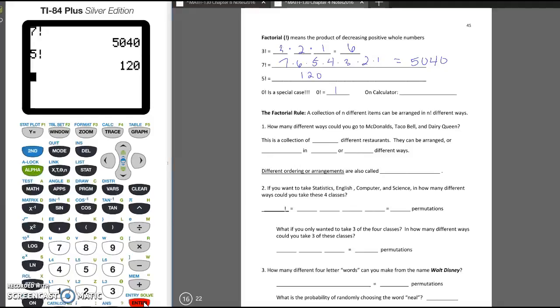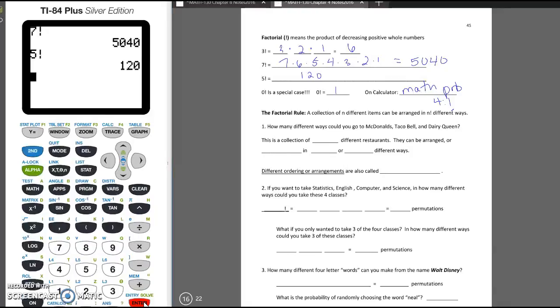So just remember, on the calculator, you're going to hit the math button. You'll use the arrows to go over to PRB, and then you'll choose number 4, which has the exclamation mark. Okay. Now the factorial, so a collection of n different items can be arranged n factorial different ways. So if you have a bunch of things and you want to know how many ways you could arrange them, you can use the factorial function.